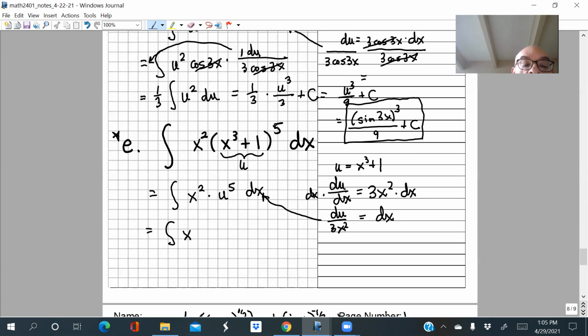So you have x squared u to the 5th power, and then dx is du over 3x squared. And now nice things happen here, right? This is what we were hoping for. This is what we were sincerely wishing would happen. The x squares will cancel, because if they don't cancel, there's not a lot you can do here, right? So you're sort of stuck. So the x squares cancel.